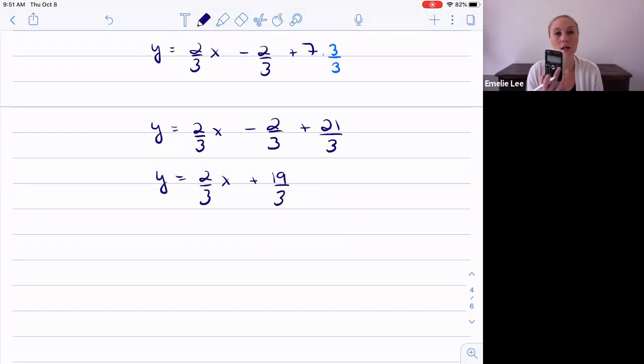I'll just use my calculators to make sure that is simplified, and it is. So, a little bit trickier, right? But not bad. As long as you remember how to deal with fractions, it's not that bad.